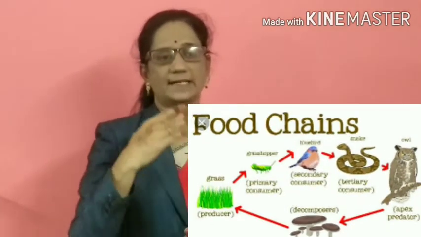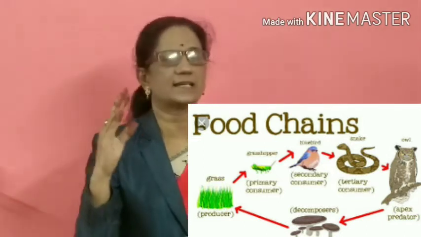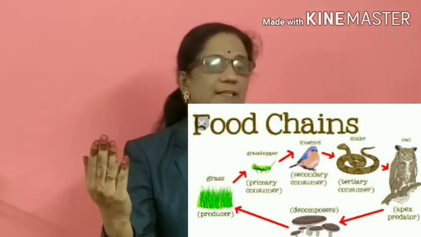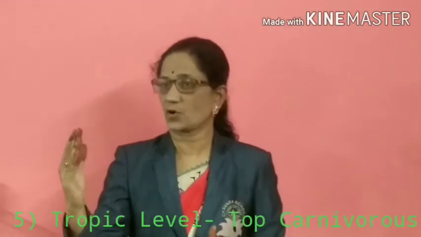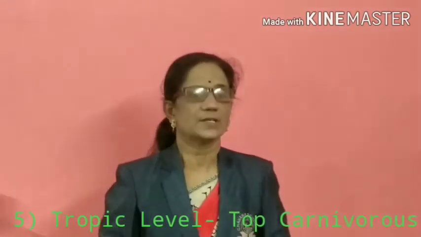And after that, the frog is eaten by the snake, and the snake is sometimes eaten by the eagle. So the eagle is called the top carnivore. Students, this is the best example of a food chain. Now, there are many examples of food chains.